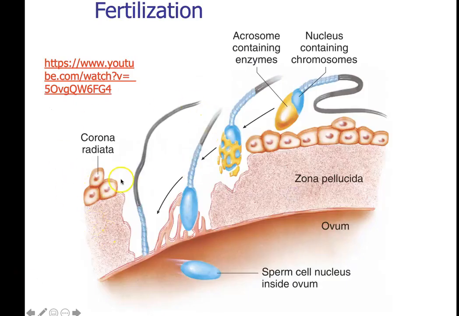Okay, so another view of this fertilization process, the acrosome containing enzymes coming here, allowing degradation of the corona radiata and the zona pellucida until a sperm can reach this cell membrane surface here of the ovum, and eventually a single sperm cell nucleus moving inside the ovum.